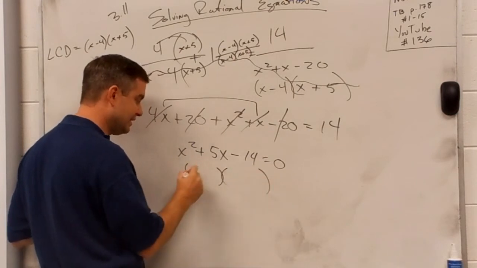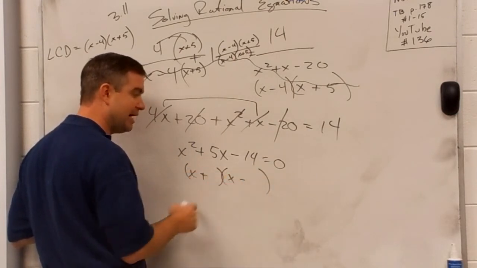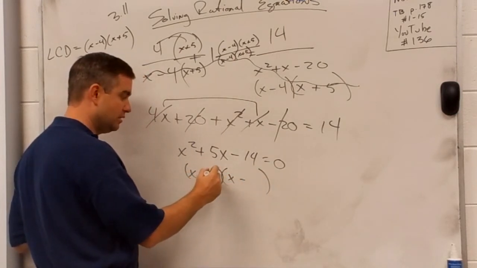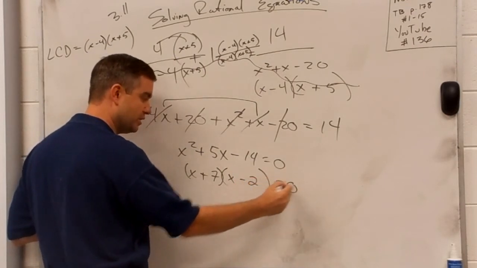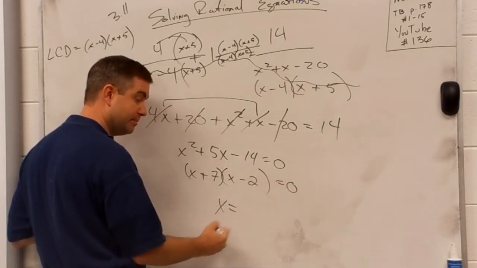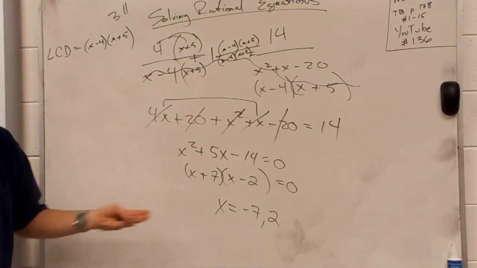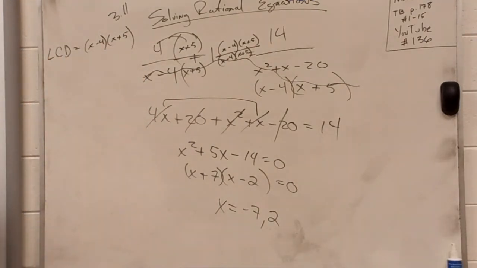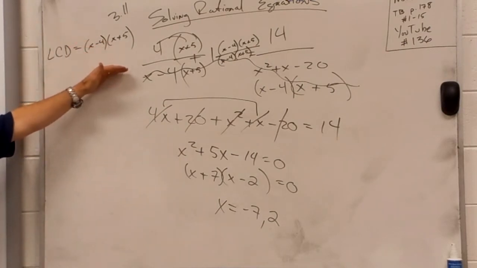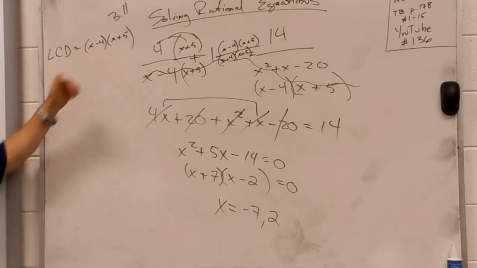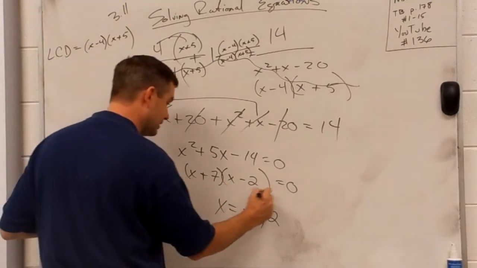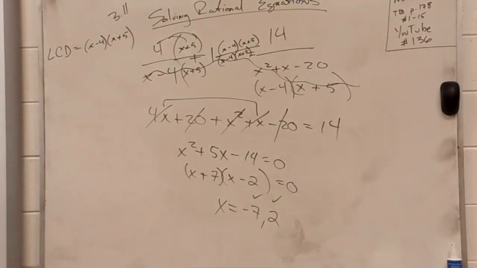I do my parentheses. I got x and x, plus and minus. What are my factors? 7 and 2 equals 0. So what are my answers? Negative 7 and positive 2. Did those check? Did you go back and check them? You need to go back to the original problem. Sometimes that's difficult. But you go back to the original problem and plug those in. And they do check. Negative 7, positive 2, they check.